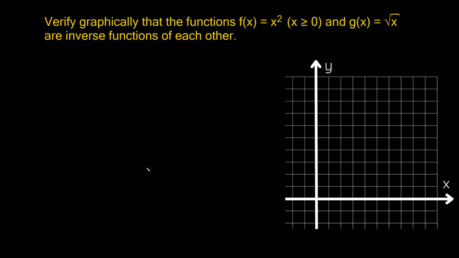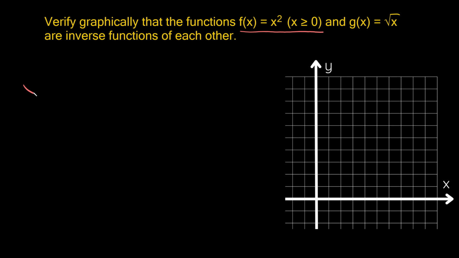All right, let's try one last example here. So this one says, verify graphically that the functions f of x is equal to x squared, where we're restricting our x values to be greater than or equal to 0, and g of x is equal to the square root of x, are inverse functions of each other. Okay, so again, the first thing we want to do is just find some coordinate points, all right? So let's start with this first function, f of x is equal to x squared. And our x values are being restricted to be greater than or equal to 0. So basically positive numbers or 0, right?